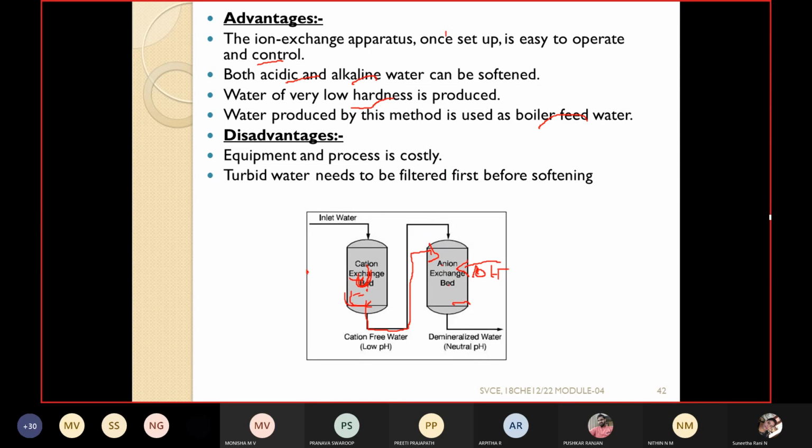The equipment is very costly because the resins used as the bed are very costly, and turbid water needs to be filtered. If you are feeding turbid water, it has to be filtered first, then passed for softening. So these are the three processes you have for desalination. Desalination is a process of removing the dissolved salts present in the water sample. The first one is the reverse osmosis method by applying high pressure. The next method is the electrodialysis process, and the third method is the ion exchange process.